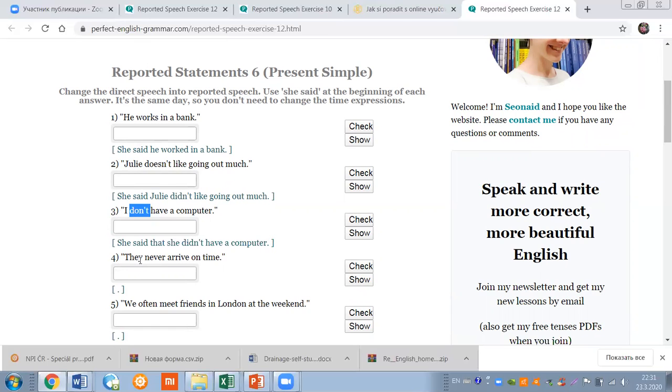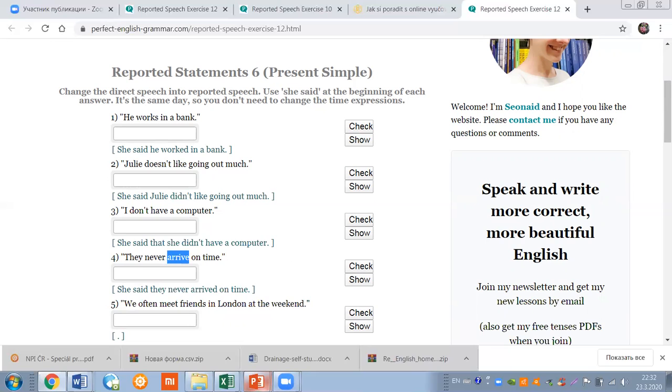And let's take the last one here. They never arrive on time. Again, we start the phrase like it is put in the task. She said they... What's the past simple of "arrive"? It's "arrived". Yes, it's a regular verb. So she said they never arrived on time.